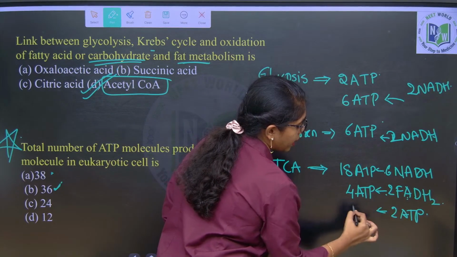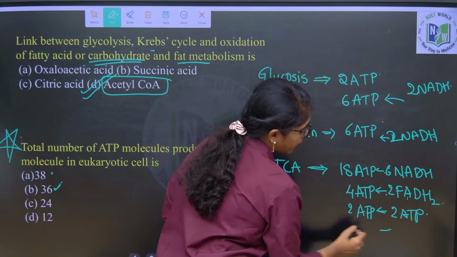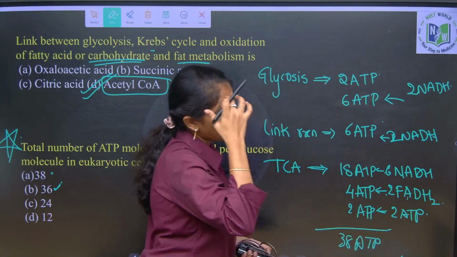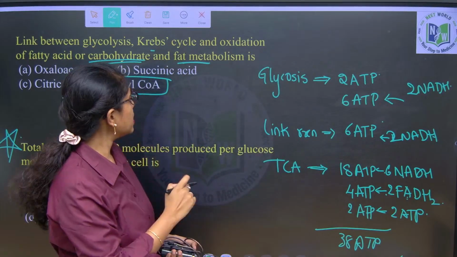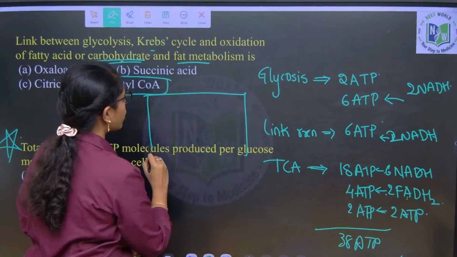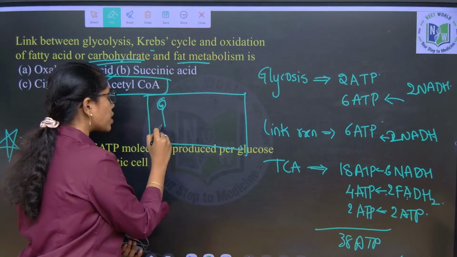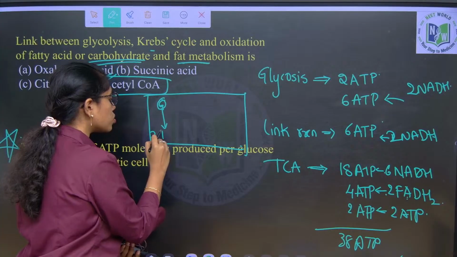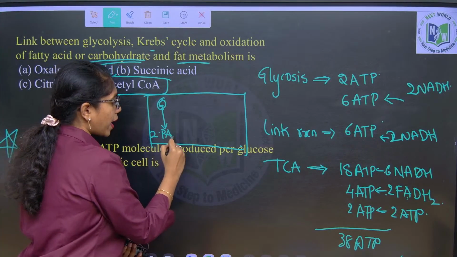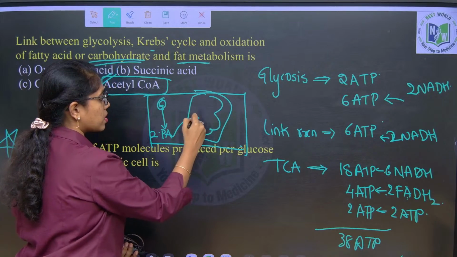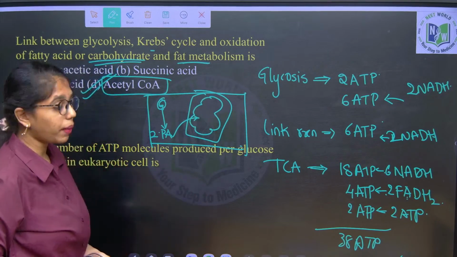Next, and it is 2 ATP. If you calculate the complete, it will be 38 ATP in total. But here what happens is, in the cytoplasm, glycolysis will take place, where glucose is partially oxidized to 2 molecules of pyruvic acid. This pyruvic acid directly enters the mitochondrial matrix.